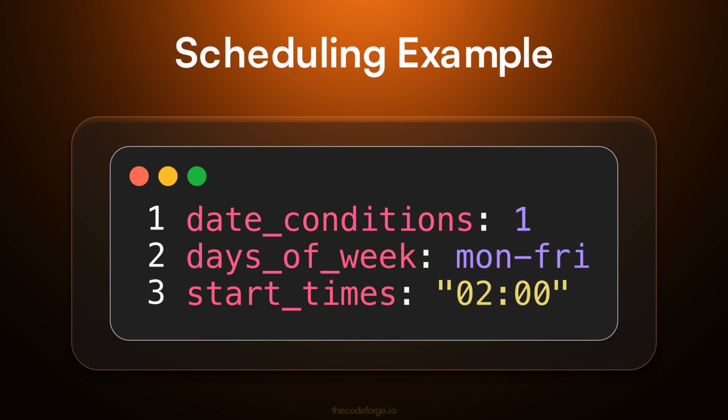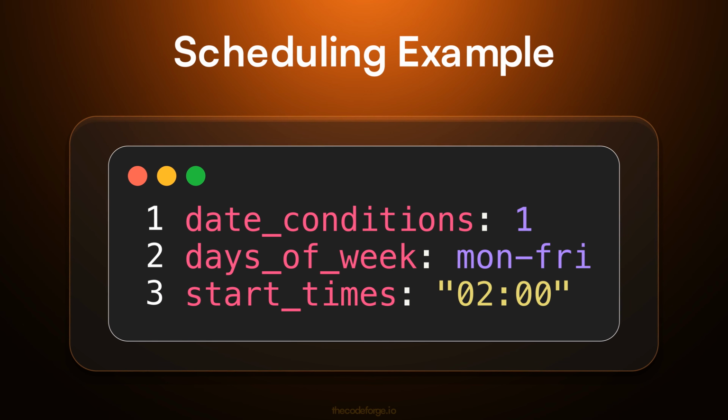Here's a simple schedule. Run at 2 a.m. on weekdays. Note that date conditions is explicitly set to 1. If you omit it, the job will never run at the specified time.